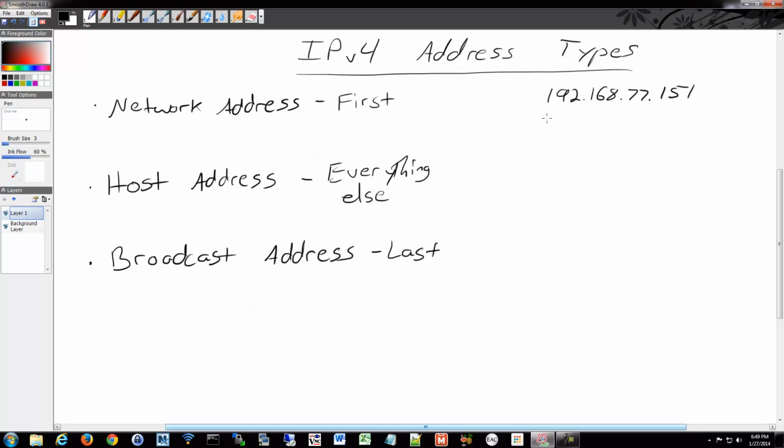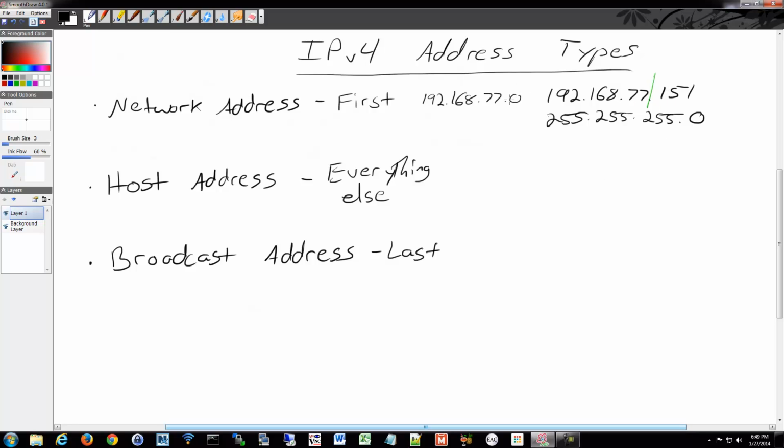So in my example here, I have a subnet of /24. So that's 255.255.255.0. Remember, I was talking about the dividing line between the network address and the host address, and you have that /24, so that means those first 3 octets are for the network. So the first address in this example would be 192.168.77.0.